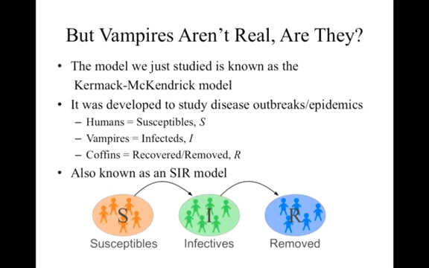And then what we called coffins are actually our recovered individuals. Those are people who have gotten better. They're immune, so they cannot be turned back into vampires, but they're also not going to turn into susceptible humans because they have an immune system response and they're protected. So this is also known as an SIR model, S for susceptible, I for infected, and R for recovered or removed. And it's a very, very common way of modeling disease dynamics, how a disease spreads through a population. So we looked at how vampirism spreads through a population, but it's really the same model for how any kind of disease spreads. It's the baseline, simplest model for how any disease spreads through a population.